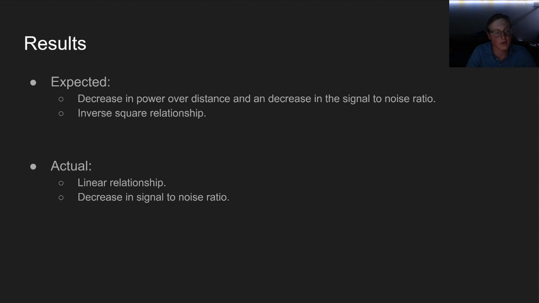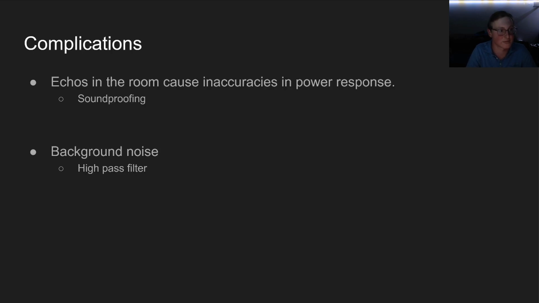So the results of my experiment varied from what was expected. This was due in part to the expected outcome of an inverse square relationship, as seen in light, but it was actually a linear relationship, as shown on the previous slide. But what did work properly, as expected, was a decrease in the power with distance, because it does not remain constant as you move farther away.